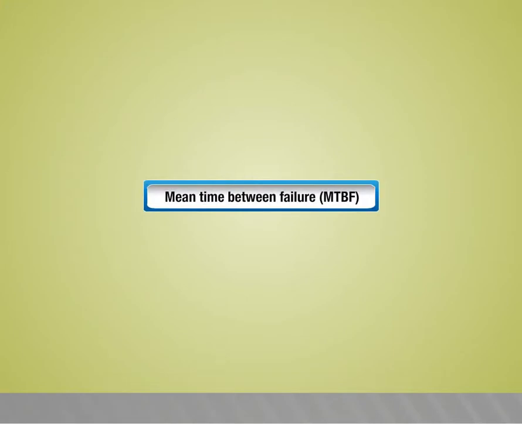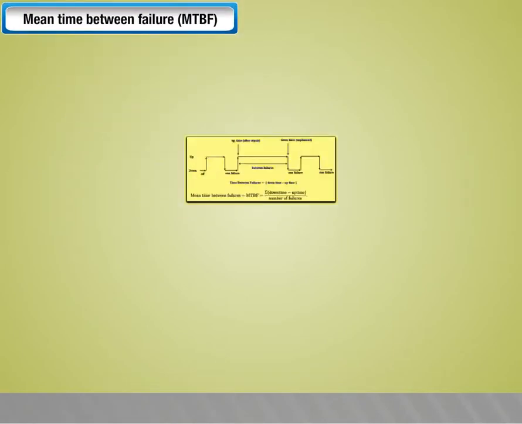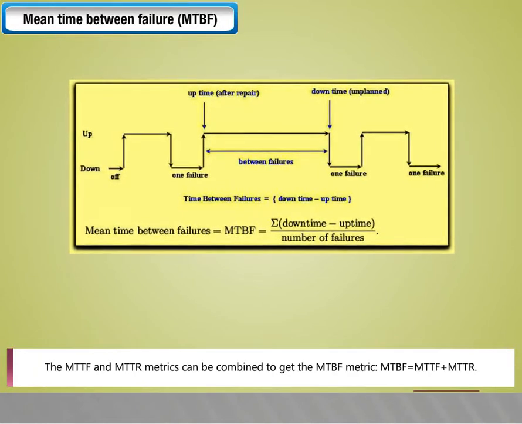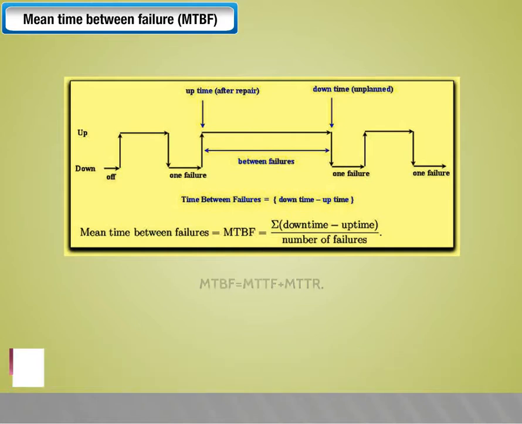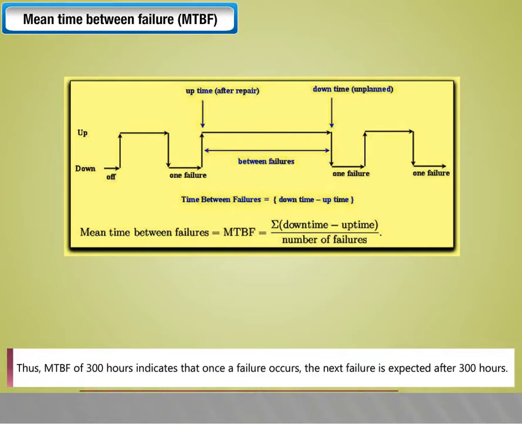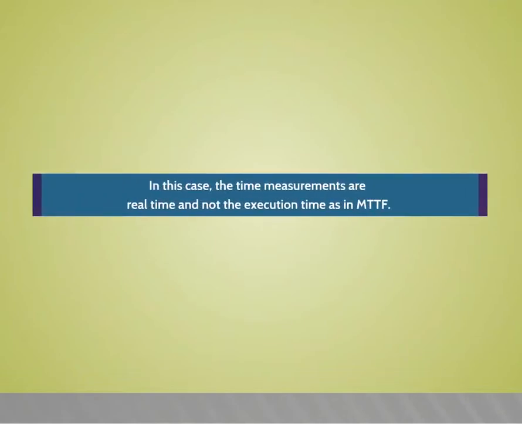Mean time between failure, MTBF. The MTTF and MTTR metrics can be combined to get the MTBF metric. MTBF is equal to MTTF plus MTTR. Thus, MTBF of 300 hours indicates that once a failure occurs, the next failure is expected after 300 hours. In this case, the time measurements are real time and not the execution time as in MTTF.